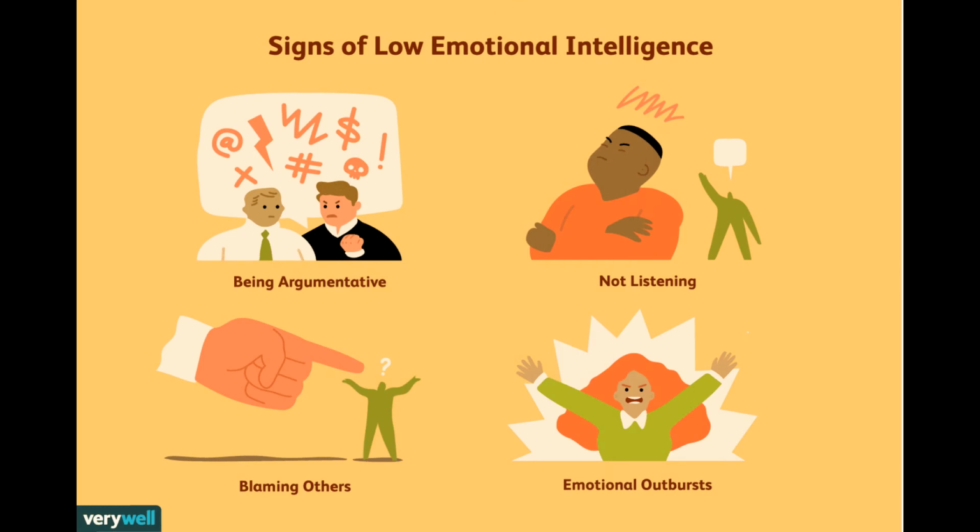Now, in the beginning of this presentation, I talked about emotional intelligence. And toward the end, I want to talk about signs of low emotional intelligence based on your leadership roles. So some signs will include being argumentative, not listening, blaming others, emotional outbursts. Those are some things that show you're overworking, you're burned out, and have low emotional intelligence. Just a few tips to know that, hey, I need to slow down, take a break, get some help.